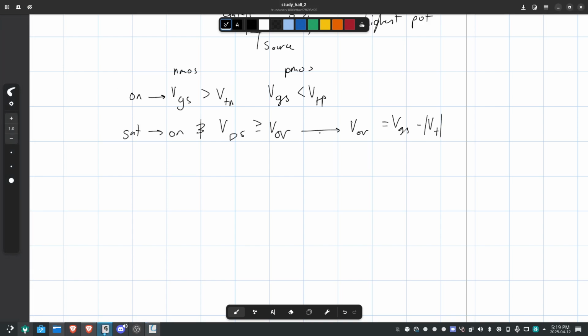the second way of solving VOV, again not on your formula sheet explicitly, but you can solve it using the formulas on your formula sheet, is that VOV is equal to the square root of 2ID over Kn W over L. This is also the formula for current, right? I believe, yeah, you could just rearrange your formula for current for finding that.